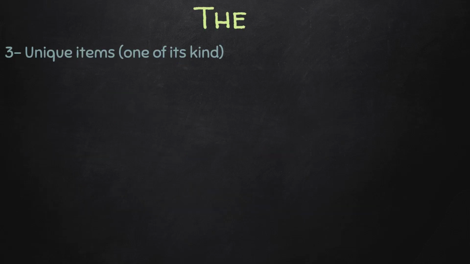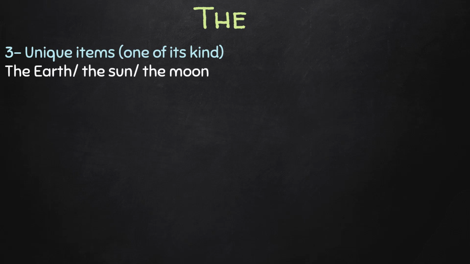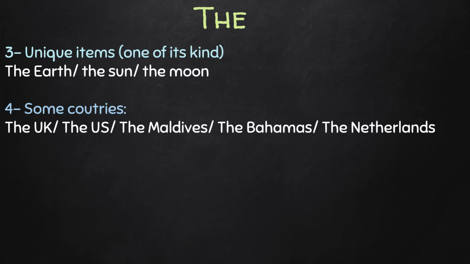The also comes with unique items or things that are only one in the universe, like the earth, the sun, the moon. It also comes with some countries like the US or the UK, and these are abbreviated words, like we use initials, initial letters, or the Maldives, the Bahamas, these are islands, or the Netherlands.